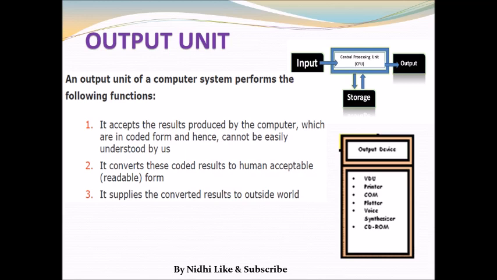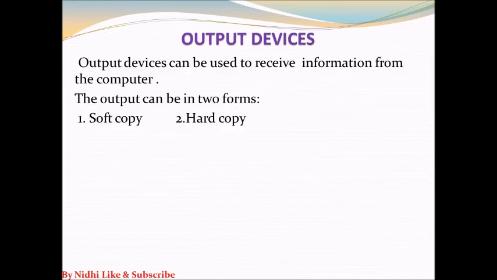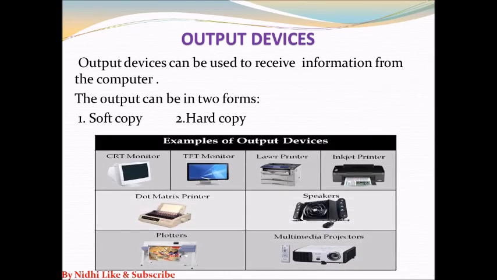A few examples of output devices are given here: visual display unit, printer, computer output microfilms, plotter, voice synthesizer, CD, DVD, etc. Now you can see the work of an output device. It receives information from the computer, and it can provide the output in two forms. First is soft copy, that is the visible form that we can see on computers, and second is hard copy, that we can see in the form of printed forms. These are the two forms in which we can receive the output.